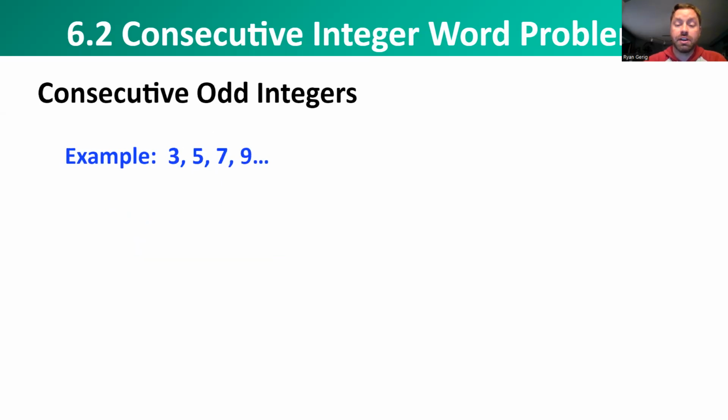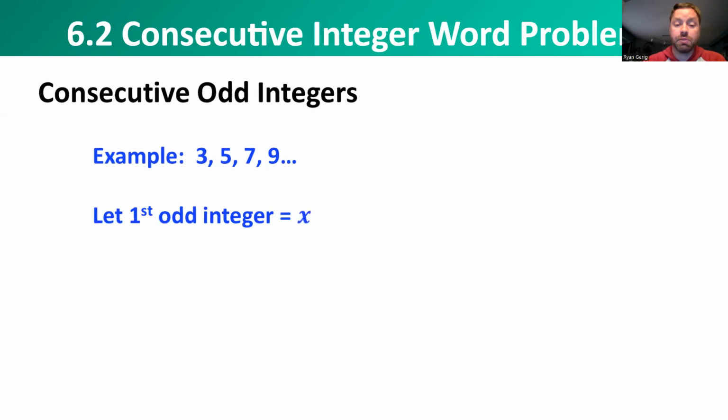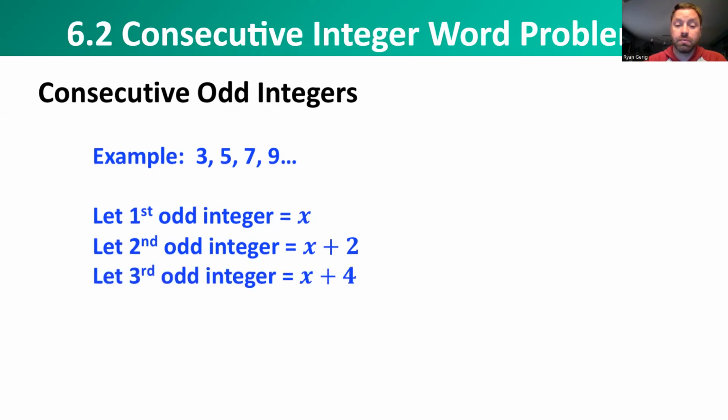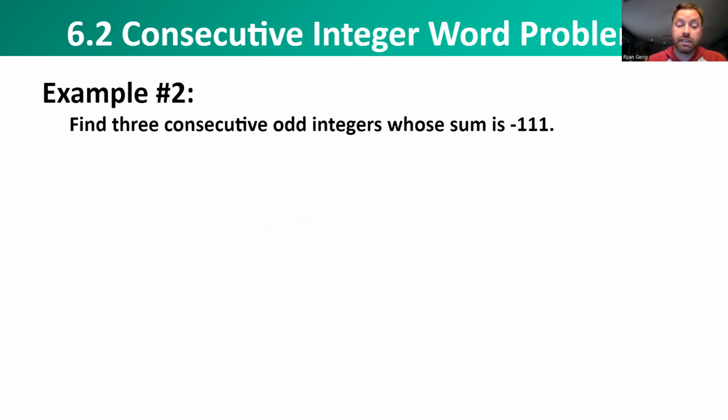What about consecutive odd integers? Do things change with that? You'd think they would, but in reality, they don't. We're going to let the first odd integer be the unknown x. How do I get from 3 to 5? Well, again, I add 2. I don't add 1. Adding 1 to 3 gives me 4. That's not odd. So the second odd integer would also be x plus 2, and the third odd integer would be x plus 4. The fourth one would be x plus 6 if I would continue.